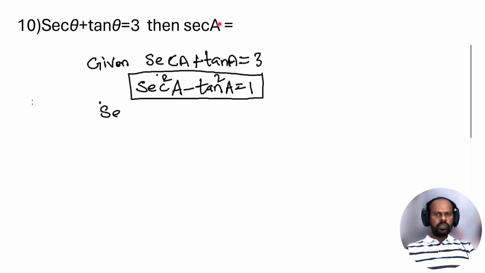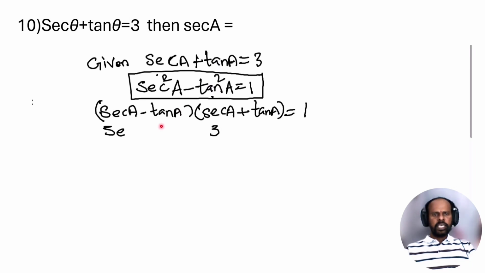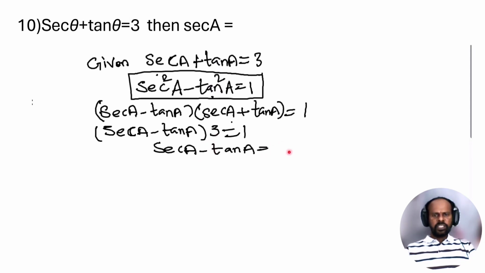So this is in the form of a square minus b square equal to 1. The a square minus b square formula is (a minus b) and (a plus b). So that is the first one, and the second is a plus b equal to 1. And here, given in the question, that is sec a minus tan a, writing as it is, sec a plus tan a value 3 given, is equal to 1. So now we get sec a minus tan a, the 3 multiplying quantity, let us transfer this side, so it becomes 1 by 3.